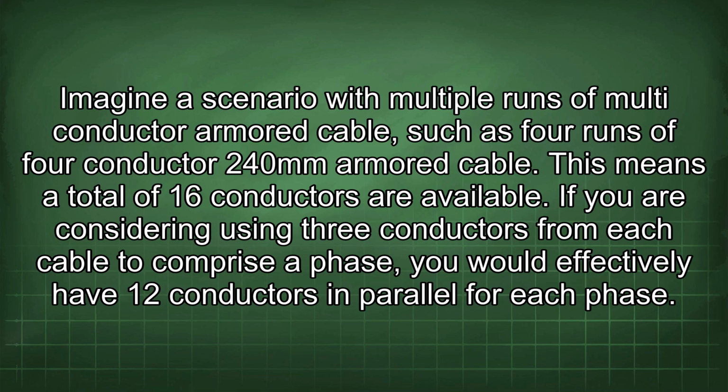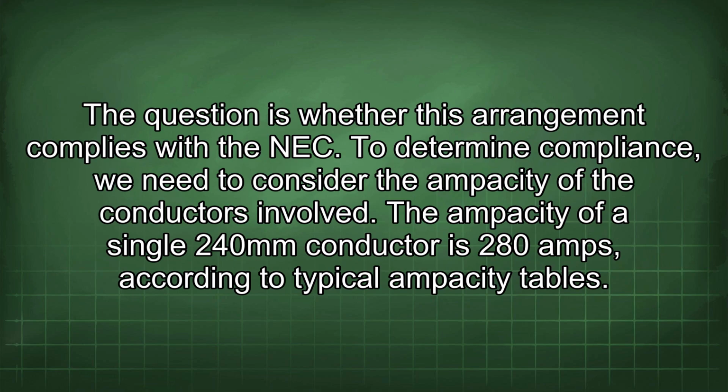Imagine a scenario with multiple runs of multi-conductor armored cable, such as 4 runs of 4-conductor 240 armored cable. This means a total of 16 conductors are available. If you are considering using 3 conductors from each cable to comprise a phase, you would effectively have 12 conductors in parallel for each phase. The question is whether this arrangement complies with the NEC.